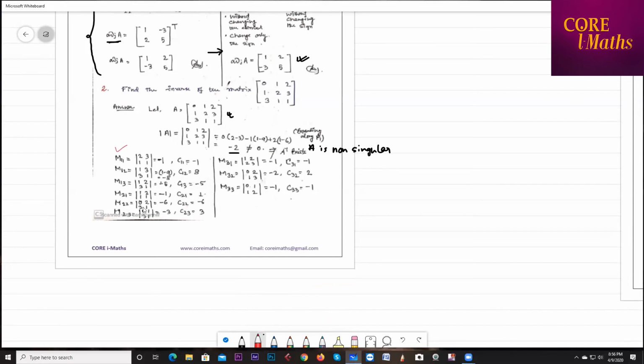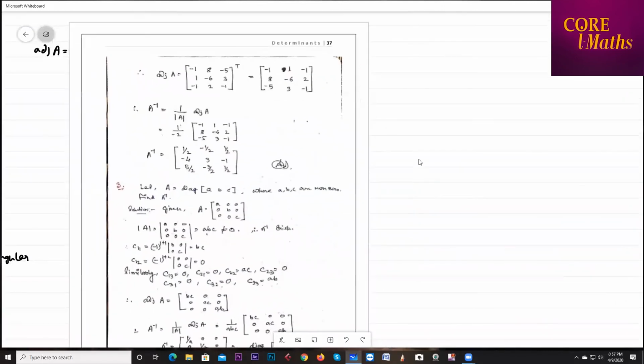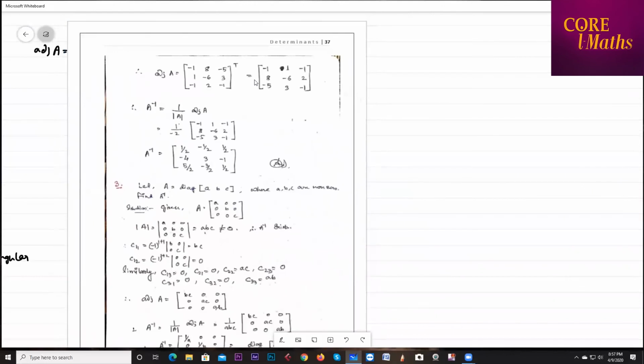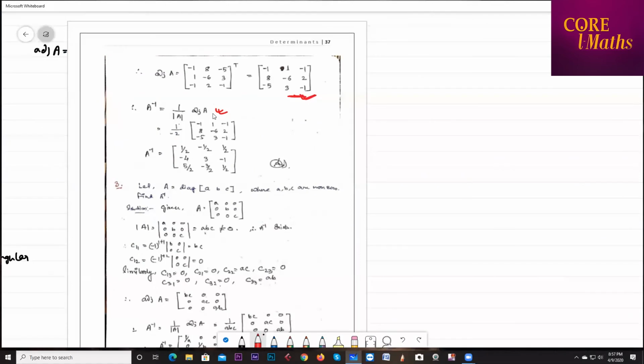Now you have to find the minors, you have to find all the cofactor values. Then in the second part, you have to find the adjoint. Just put the cofactor values, then take its transpose. Here I have written the transpose. Then A inverse equals, just apply the formula, 1 by determinant of A into adjoint of A.